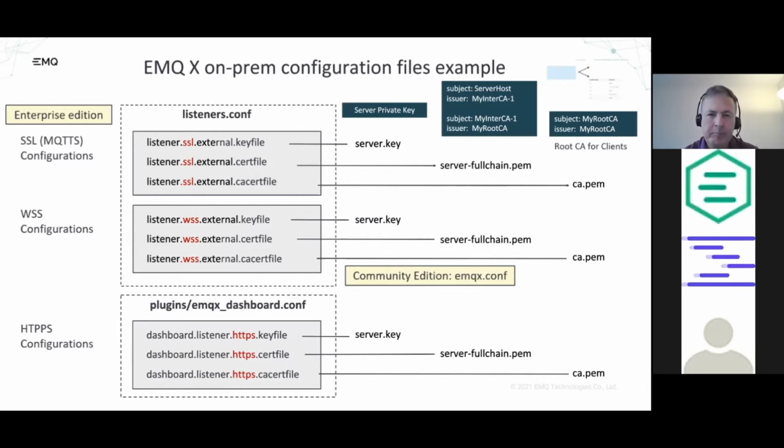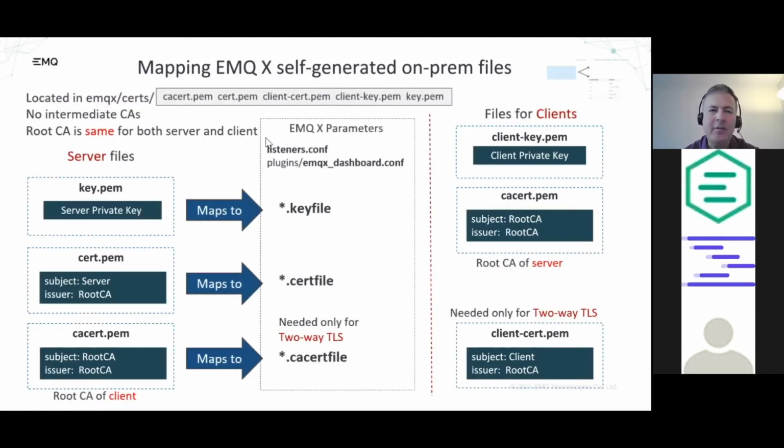So if you want to use the EMQX self-generated certificates, they're located in the EMQX certs directory. Basically you map the key.pem file to the key file parameter, that's the private key, and the cert.pem to the cert file parameter. And notice that the self-generated certificates don't have an intermediate CA, so it's just one certificate. For two-way TLS, the cacert.pem maps to the CA cert file. And then of course you have to supply the clients with their corresponding certificates and private keys.